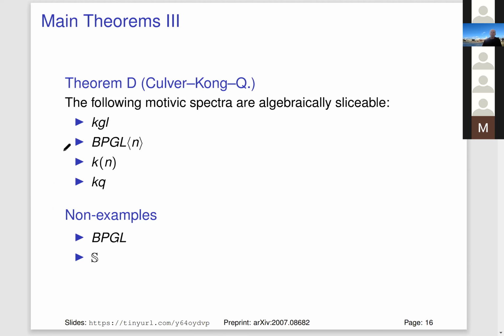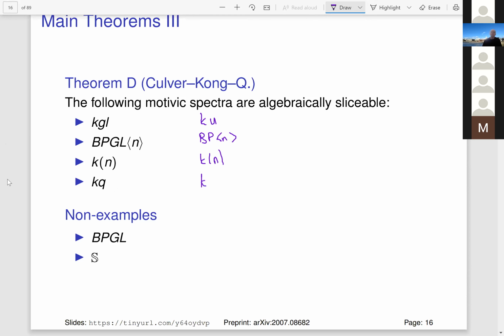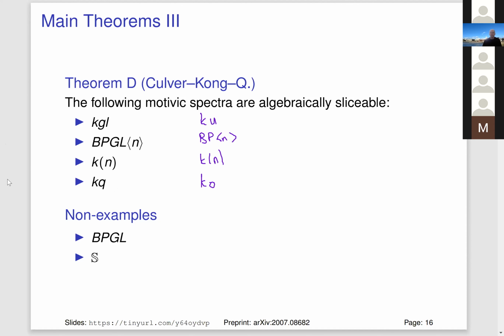Just to try to convince you that these are sort of common spectra to study, let me write down their corresponding classical spectra. So KGL is like a motivic version of connective complex topological K-theory. BPGL<n> is like truncated Brown-Peterson homology. K(n) is, well, K(n), connective Morava K-theory. And this KQ, which is called the very effective cover of Hermitian K-theory, is like an analog of little ko, so connective real topological K-theory. And then of course down here we have BP and the sphere.